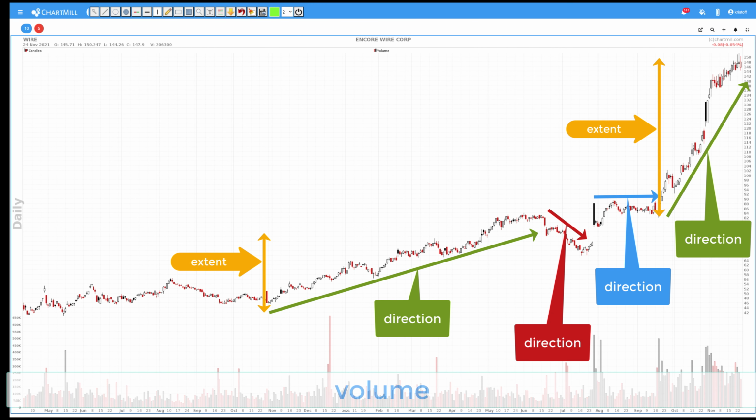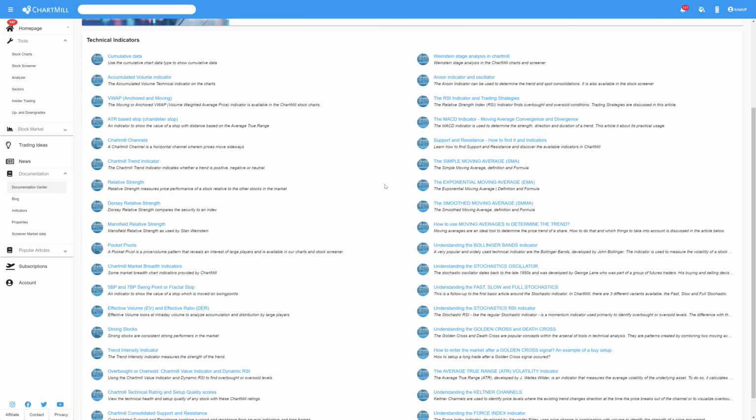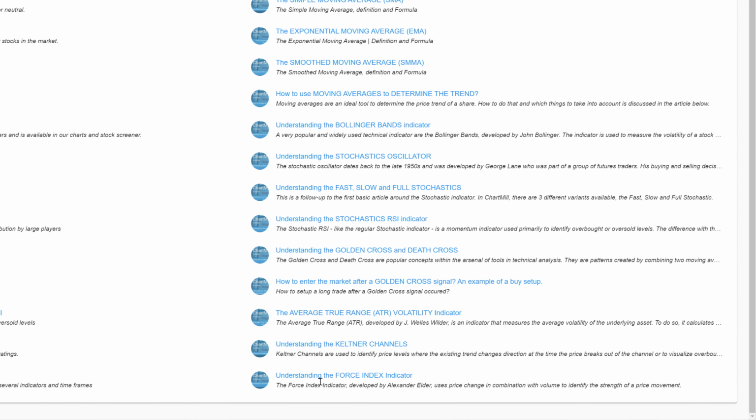So far, a short explanation. There is much more to tell about this indicator, but just visit our website, more specifically the documentation center, where there is a full article available about this particular indicator.